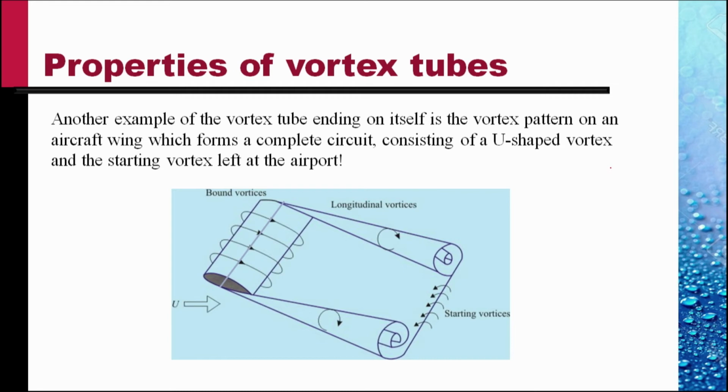Prandtl's theory of aircraft wings is based on this assumption that there is a bound vortex with the wing. There are two trailing vortices and a starting vortex. I'll show a little bit later the development of the starting vortex. But this bound vortex, the two longitudinal vortices, which are called the trailing vortices, and this starting vortex form a closed loop of vorticity, of vortex tubes.